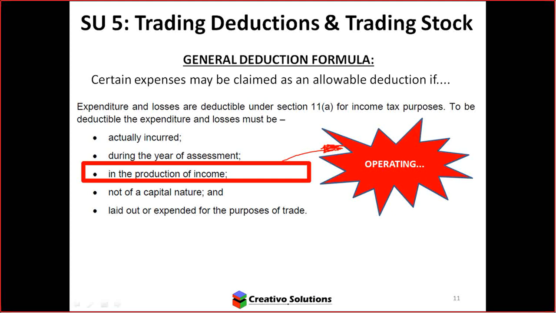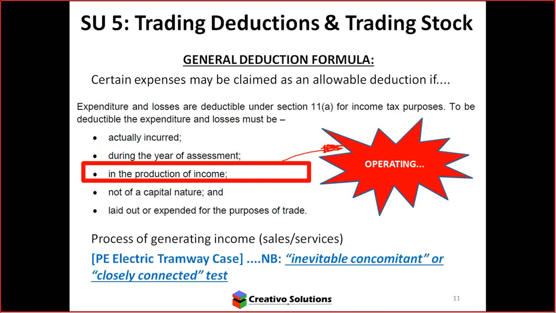In other words, our operations. How are you operating? What are you doing? Are you buying and selling goods? Are you providing a service? Are you helping people? That's the key. Because if you know what you're doing, that's going to determine whether this is actually in production of income or not. And they would then have to check, well, what are you actually doing? What is the main purpose of the business? Okay. Not of capital nature.